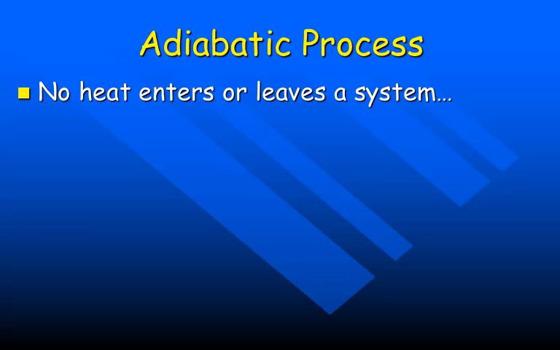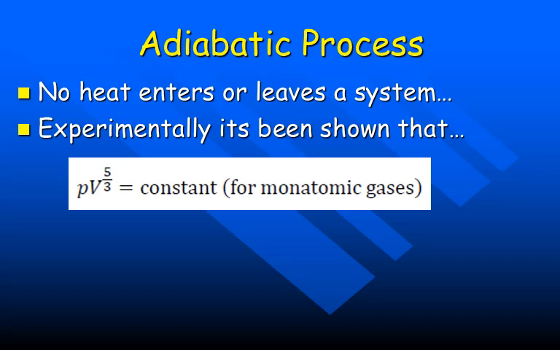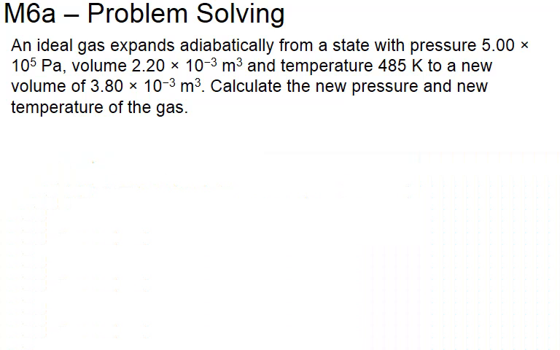In an adiabatic process, no heat enters or leaves. And it's been shown that pressure times volume to the five-thirds power is constant for monatomic gases. And so the pressure before should equal the pressure after in terms of that. So this is something that we can evaluate with an adiabatic process. So this is M6A. We could try this.